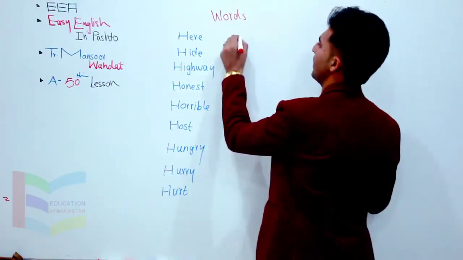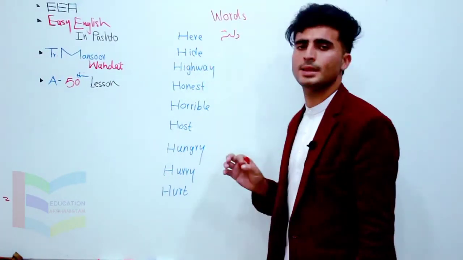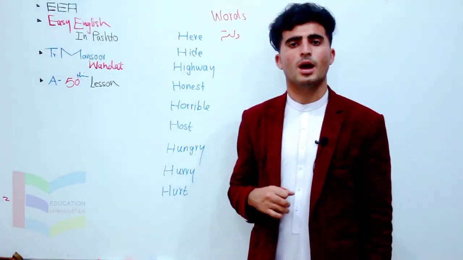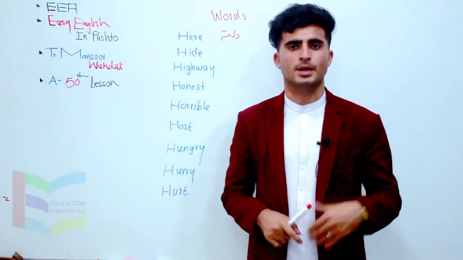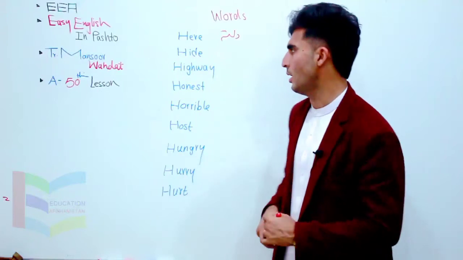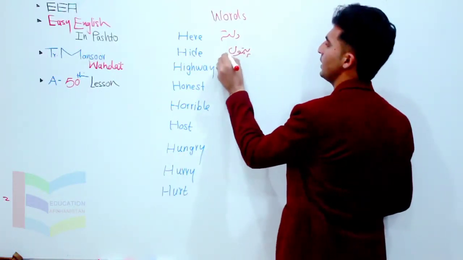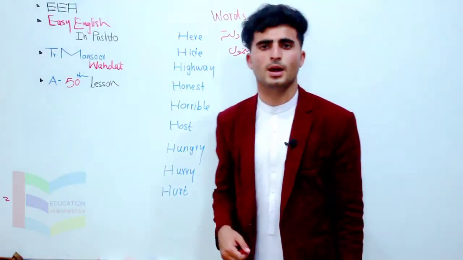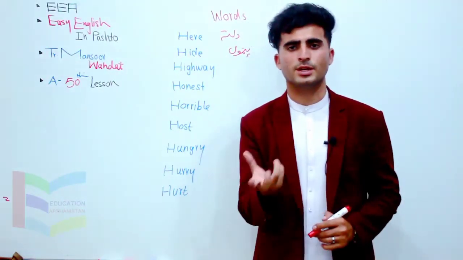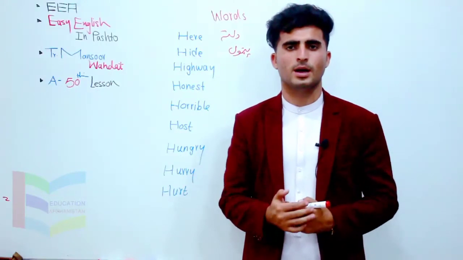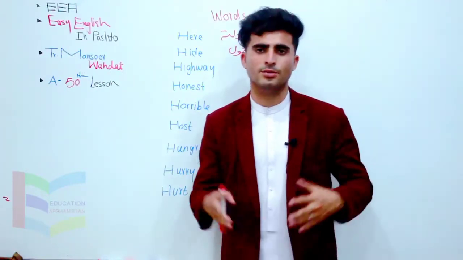Hair means here, this place. For example, come here. Hide means to conceal. For example, hide the folder. For example, you must hide yourself if Ahmad comes.